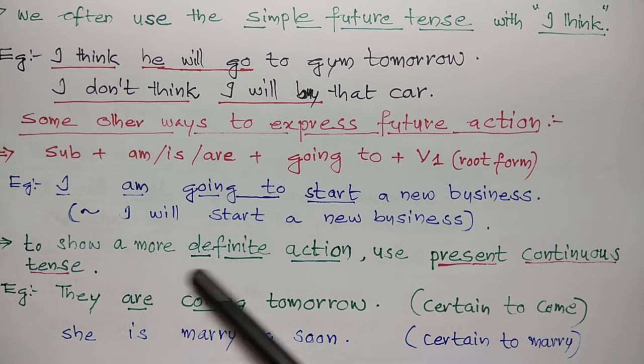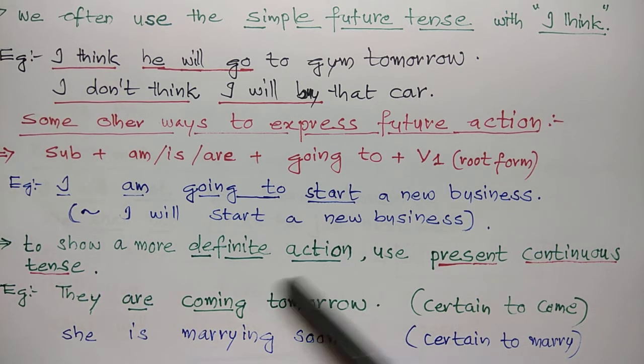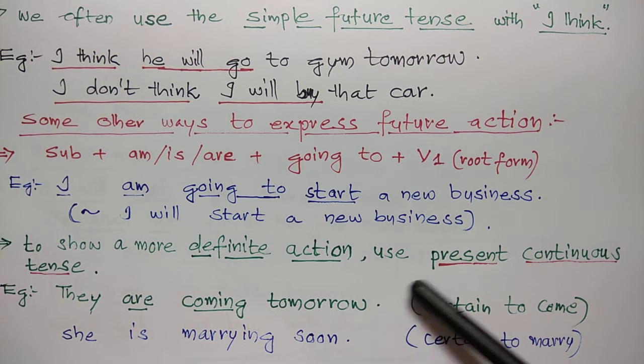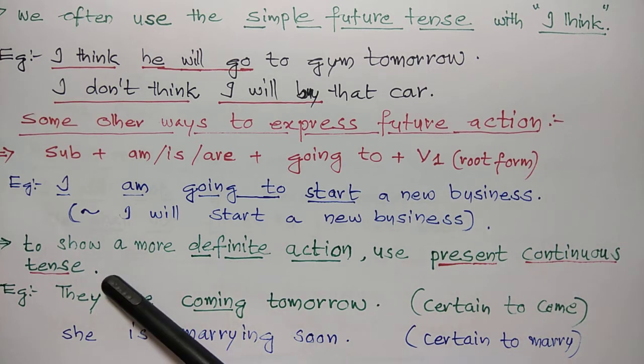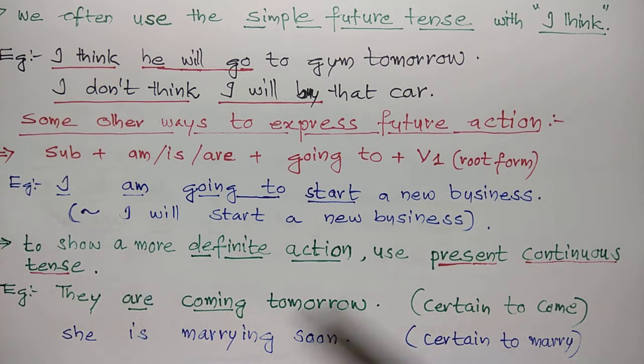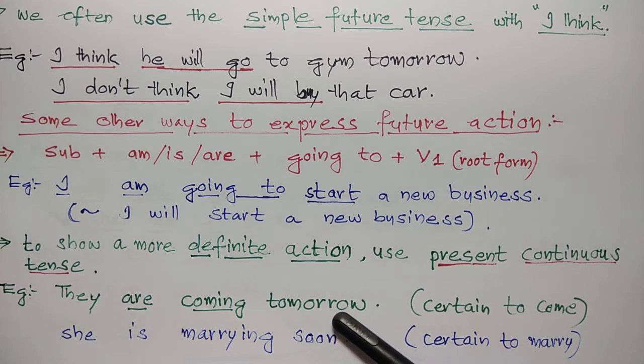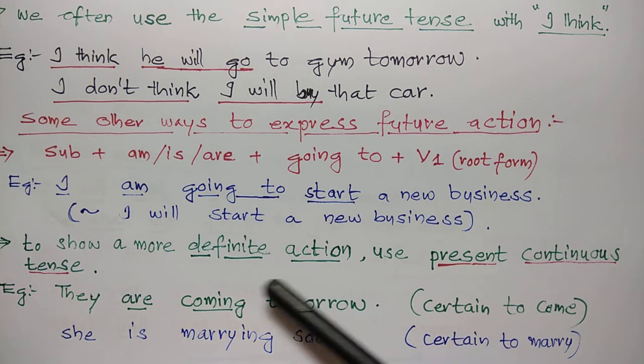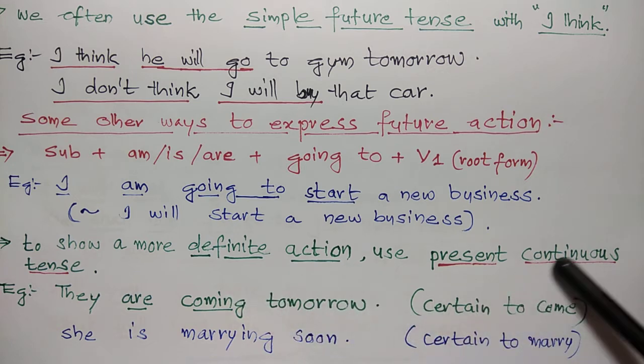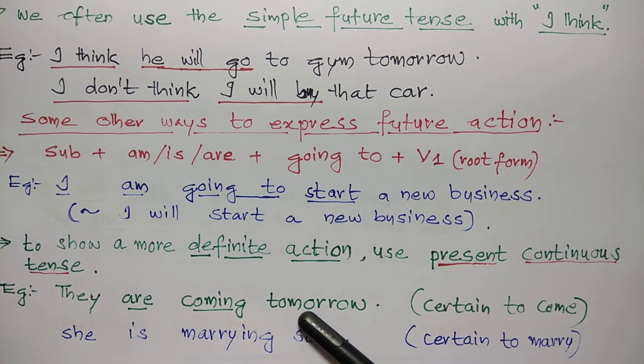Next, to show a more definite action, use present continuous tense. They are coming tomorrow. Certain to come. So for a more definite action, we use "they are coming tomorrow." We can use "they will come tomorrow," but to show a more definite action, we use the present continuous tense. "They are coming tomorrow." It is also right.